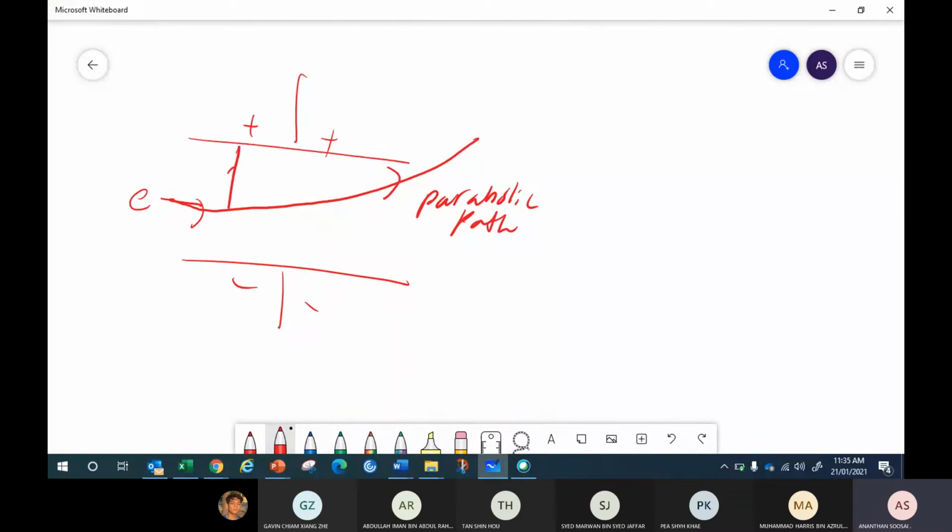The force must act in one direction. The force always must act in one direction. The direction of force should not change. Then it takes a parabolic path. This is the electric field.